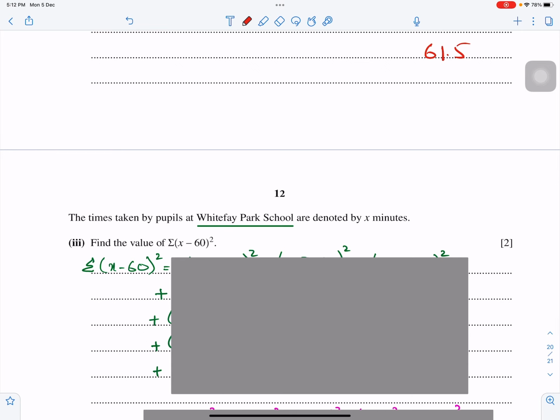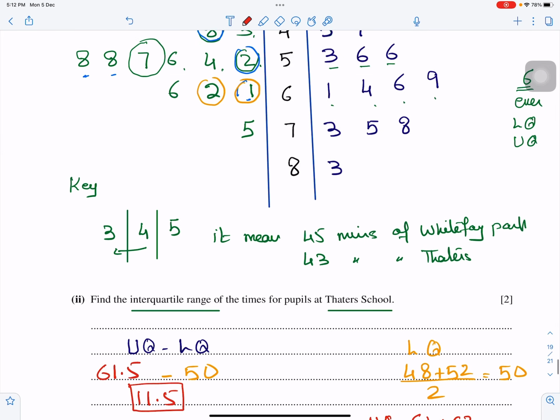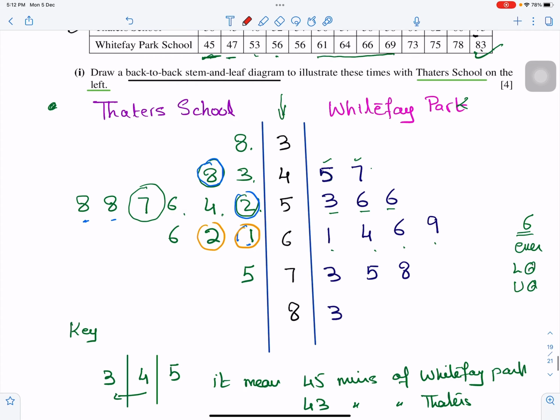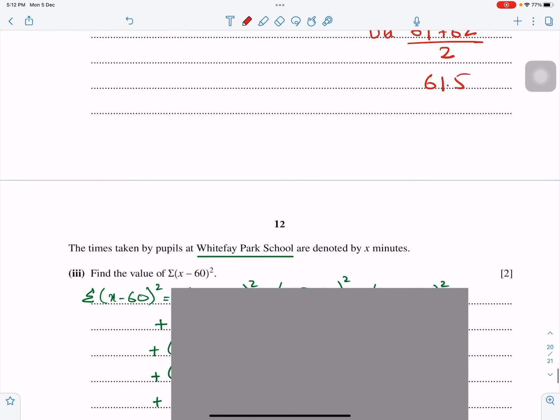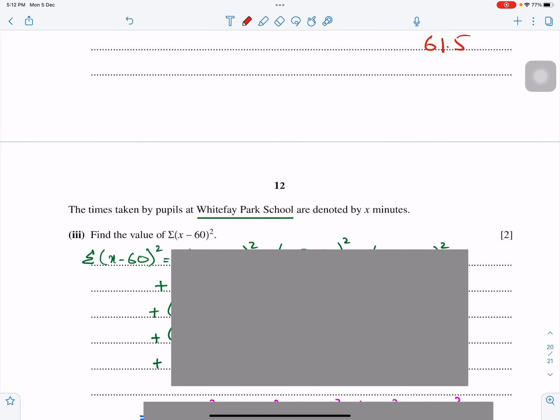This question is a unique question in a sense that very few times in the past papers have they merged the concept of coding with the back-to-back stem and leaf diagram. So in this question they have. Okay, so now the next part of the question is saying time taken by people at Whitefore Park School are denoted by x minutes. And they're saying find the value of sigma (x minus 60) square.